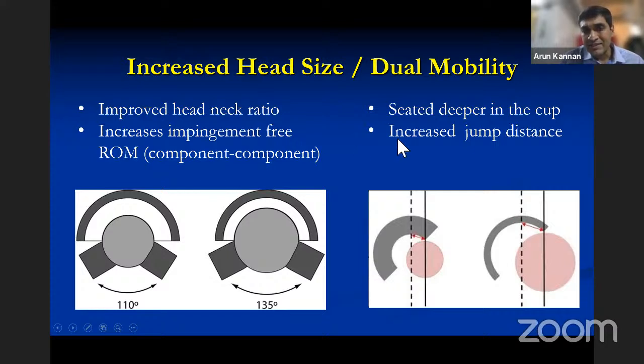Secondly, increased head size as well as dual mobility are seated deeper into the cup and therefore have an increased jump distance, as shown here. For a smaller head, this will be the jump distance. For a larger head, this would be the jump distance. So increased head size and dual mobility work by the same mechanism as far as stability is concerned. Head size is the function through which dual mobility also increases stability for hip joints.